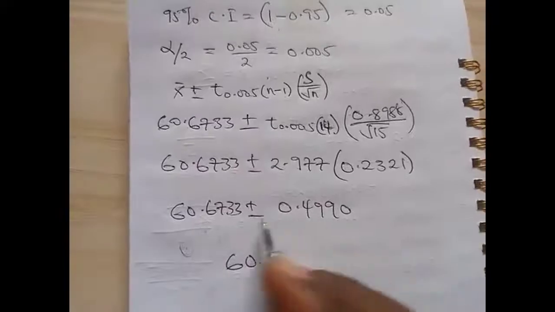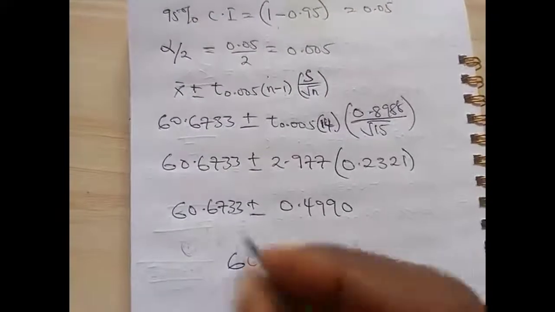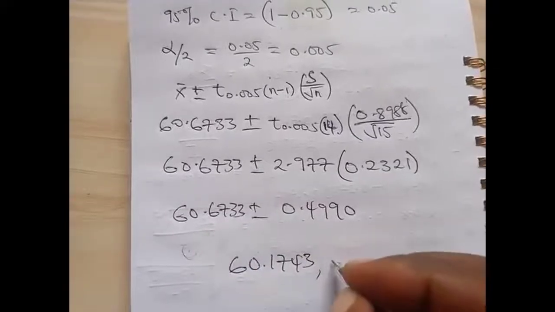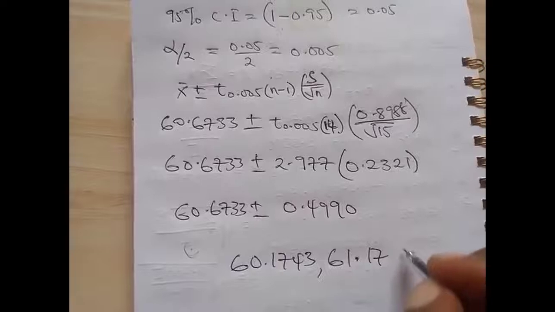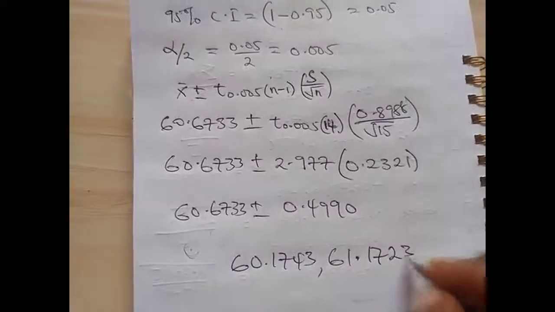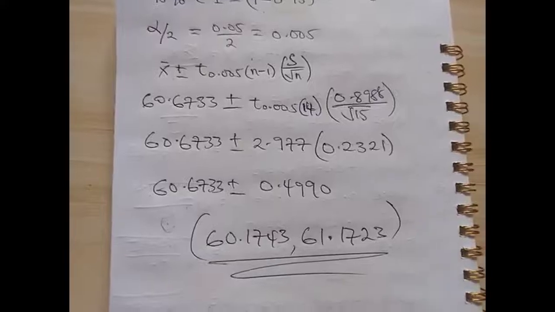This minus this, first of all, will give us 60.1743. This plus this will give us 61.1723. So this is the 95% confidence interval.